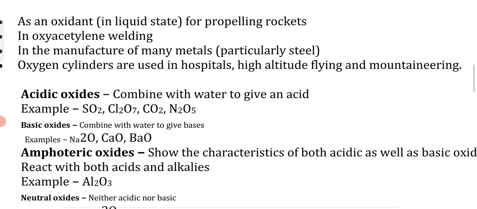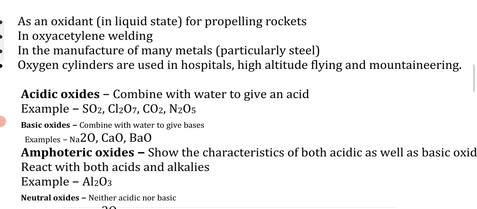Now some acidic, basic and amphoteric oxides, we can give some examples. Generally three types of oxide we can get. One is acidic oxide, that combines with water to give an acid. For example SO2, Cl2O7, CO2, N2O5, they all are acidic oxides. Why are they acidic oxides? Because when they combine with water they form acids. Suppose SO2, when it combines with H2O, it will form H2SO3. CO2 forms carbonic acid when it reacts with water.